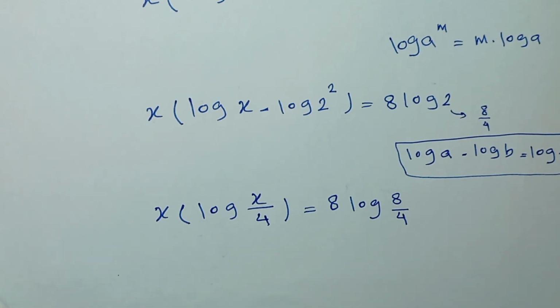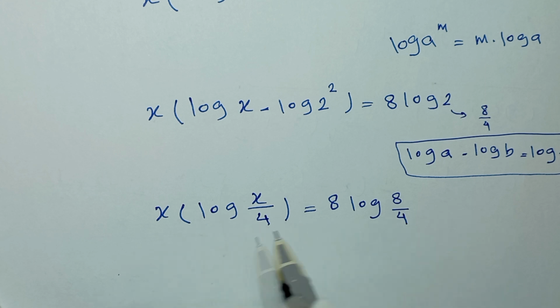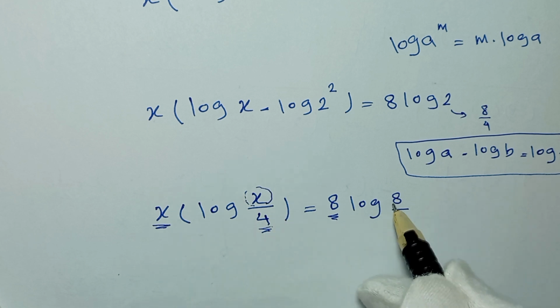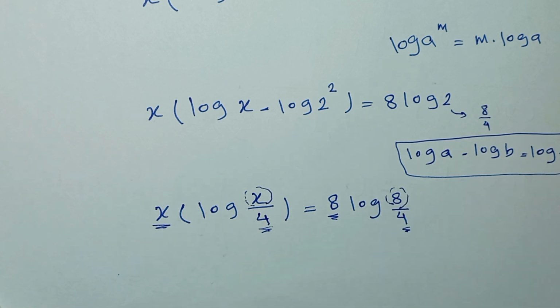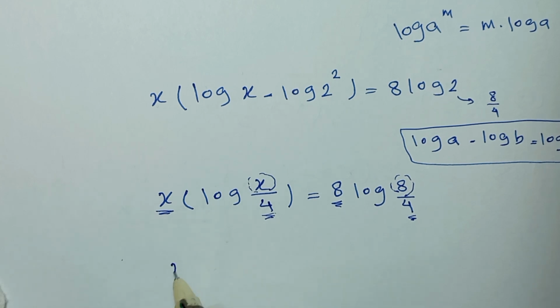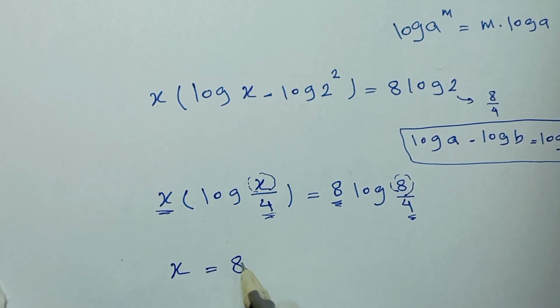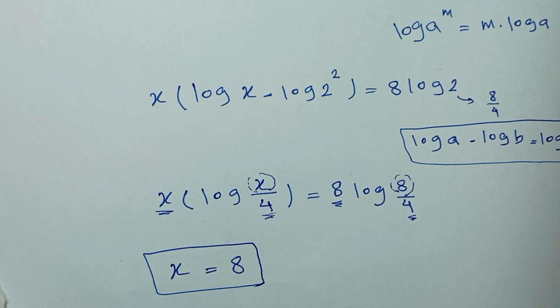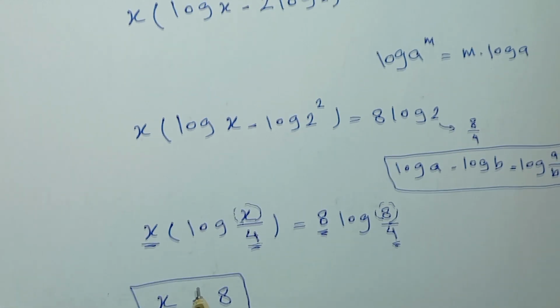And we compare these two sides of this equation: x, and we have 8 here, and 4, and we have 4 here, and also x, and we have 8 here. So by comparing both sides of this equation, x is 8. So this is our answer for this equation.